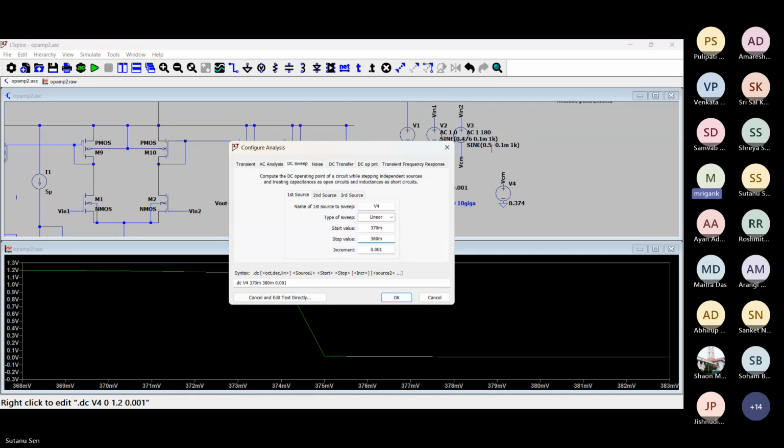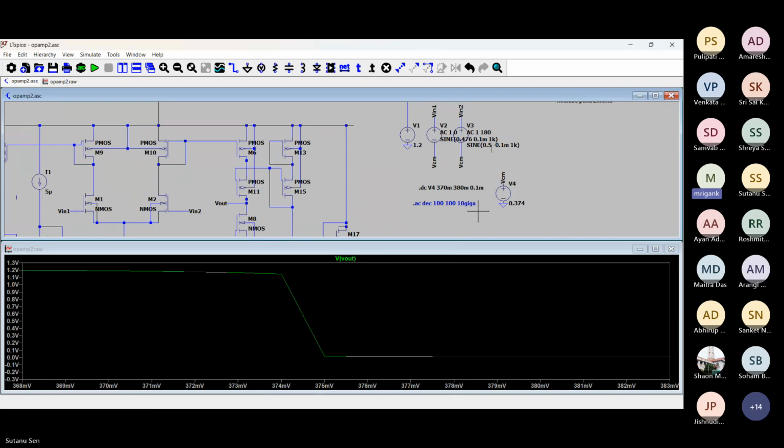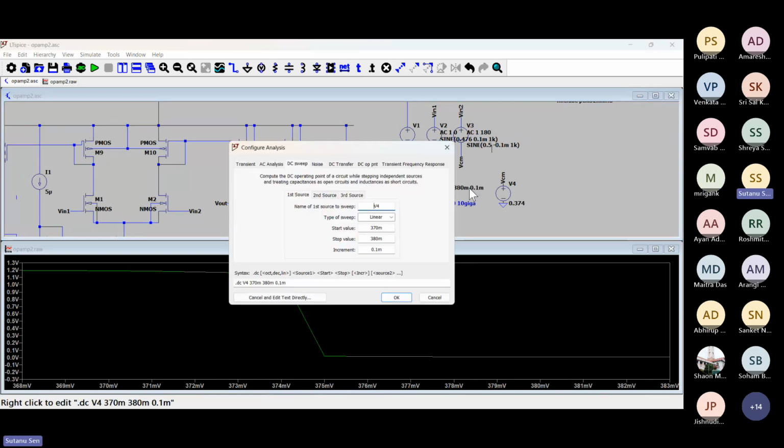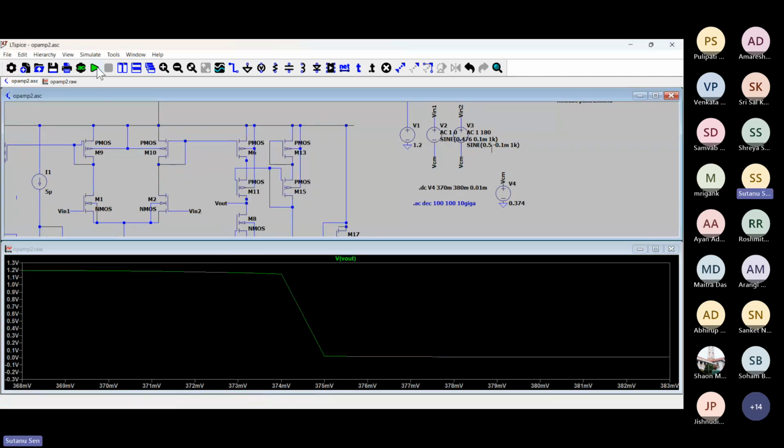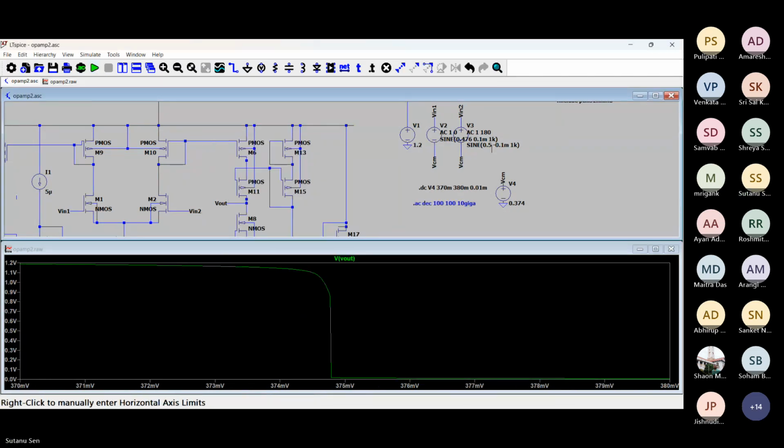Increment, you make it even smaller. 0.1 milli. Yes. 0.01 is also fine. Just do it more accurately. Yes, sir. So 0.1 will be more fine. Still very sharp.